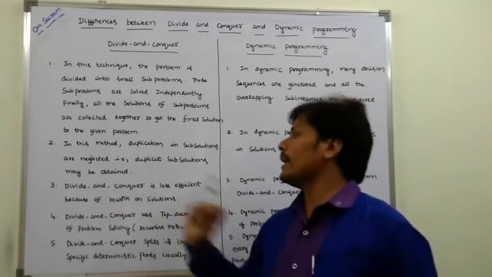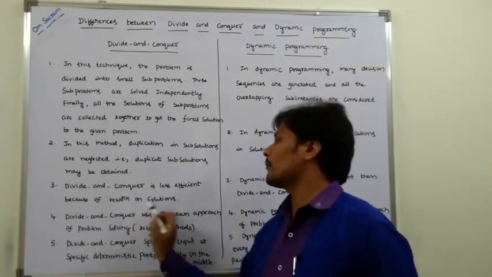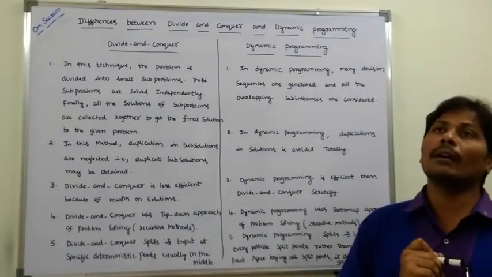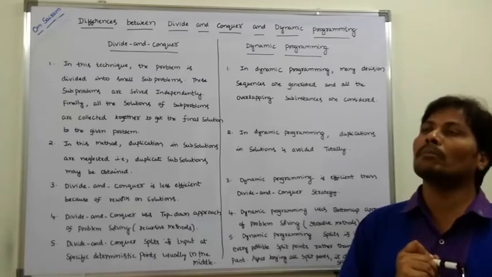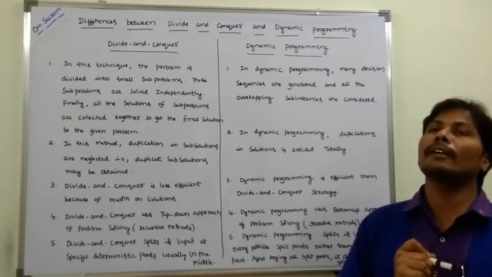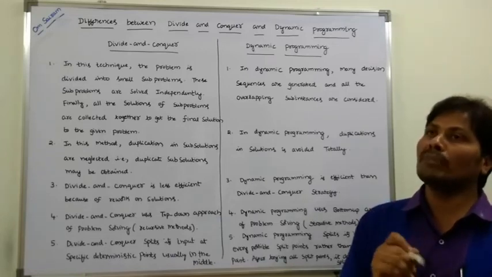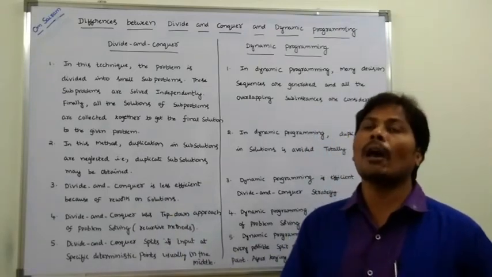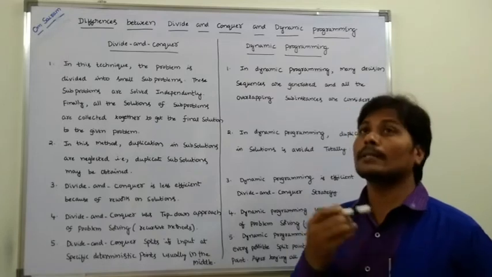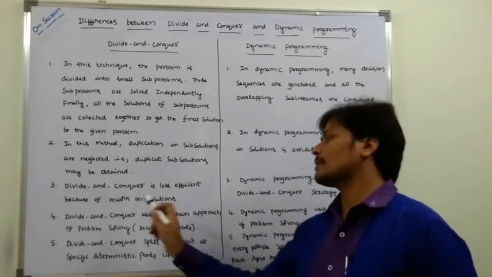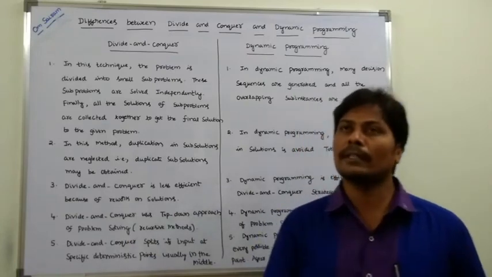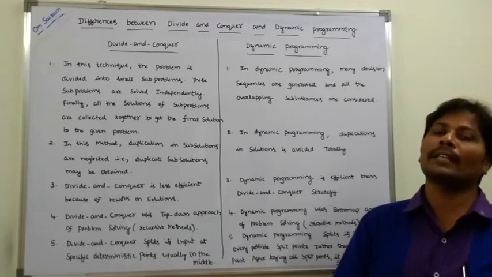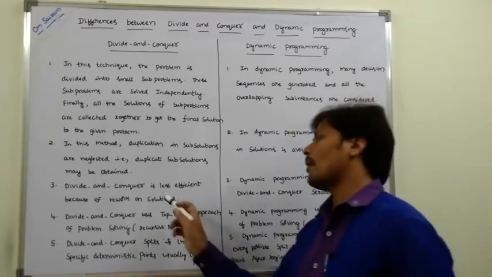Next, divide and conquer is less efficient because of rework on solutions. The divide and conquer technique is less efficient because the same subproblem can occur more than once, so each and every time that subproblem is solved. That is rework on solutions. Again and again, we solve the same subproblems. Because of that reason, it is less efficient. The same task can be done multiple times, so it is not efficient.